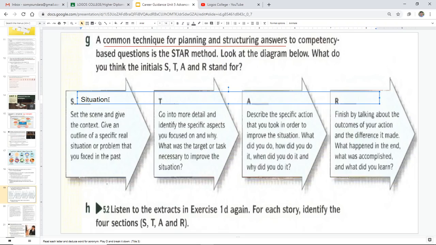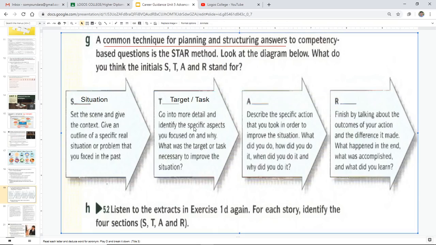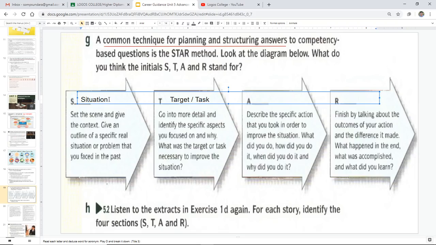T stands for target, or sometimes people say task. Right. So target or task is, what did you decide to do? What are you planning to do? It says, go into more detail and identify the specific aspects you focused on and why. What was the target or task necessary to improve the situation? How are you going to make this situation better?